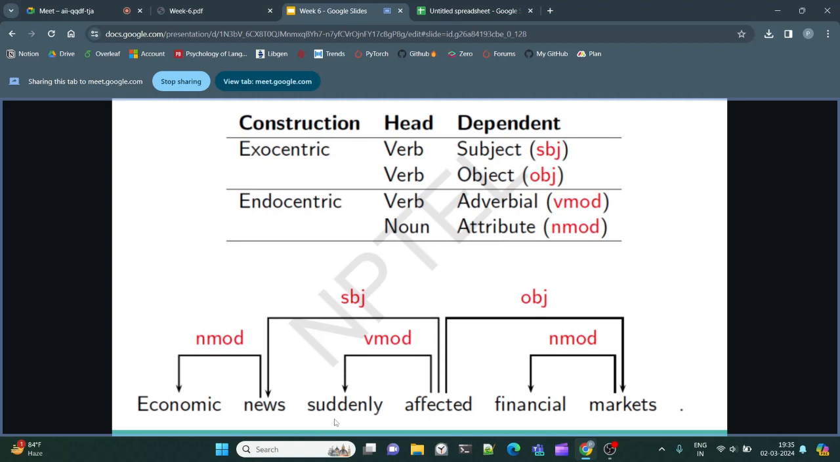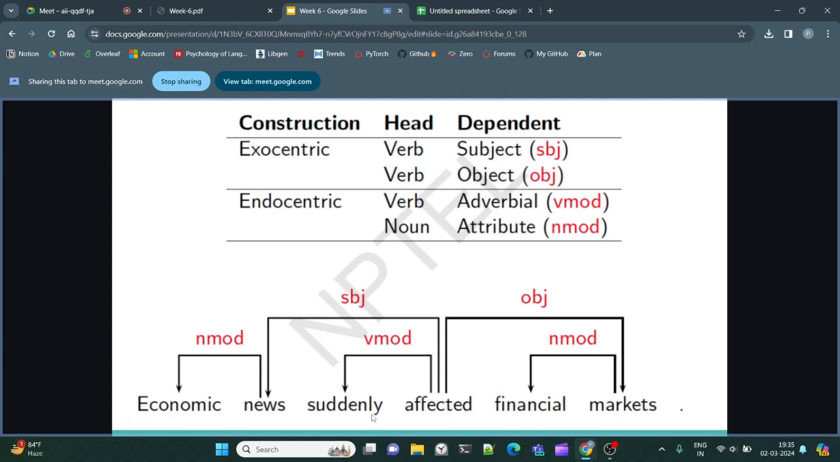Say we take "suddenly affected." Here, affected is the verb, and suddenly is further specifying the verb, so it is a verb modifier. So this is an example of an endocentric construction. Why? Because here the whole construction is "suddenly affected." However, if I simply retain affected and omit the word suddenly, I still have a valid sentence. If I omit suddenly, the sentence would be: economic news affected financial markets.